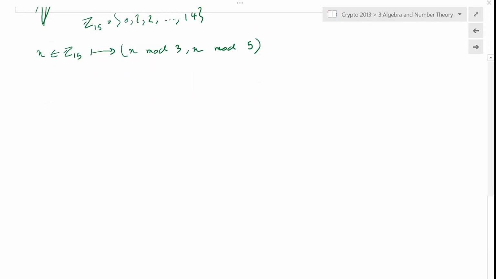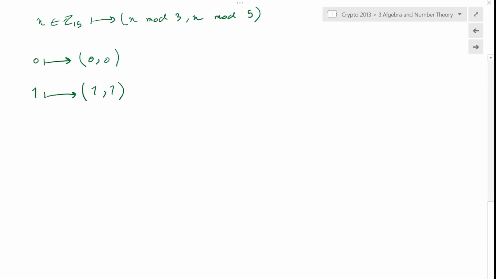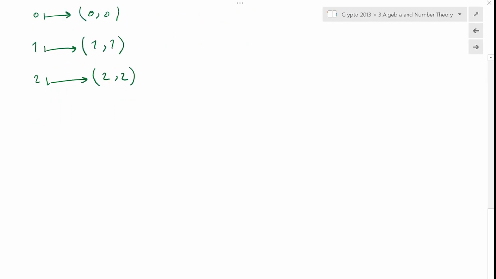So let's take some examples. What would 0 get mapped to according to this? 0 mod 3 is 0, and 0 mod 5 is just 0, right? What would 1 map to? 1 mod 3 is 1, and 1 mod 5 is again 1, nothing interesting. 2 would get mapped to 2 and 2 again, because the mod doesn't change anything.